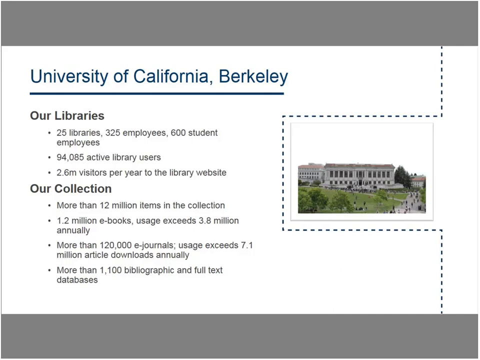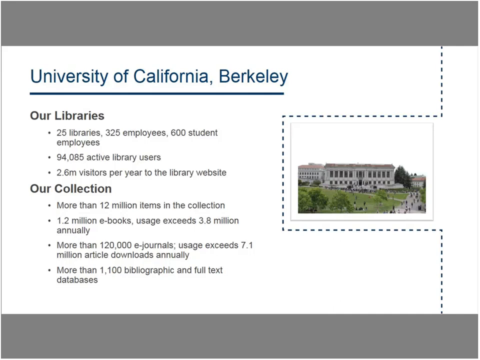All right, Joanne, you want to go ahead and talk about Berkeley? Okay, I'll do my very best. Berkeley is a very large campus with an extensive decentralized library system. There's over 25 libraries. That includes a main library and several subject specialty libraries. We have over 325 employees, and we employ a large student base of over 600 students. We have approximately 95,000 active library users, and we get about 2.6 million visitors to our library website every year.